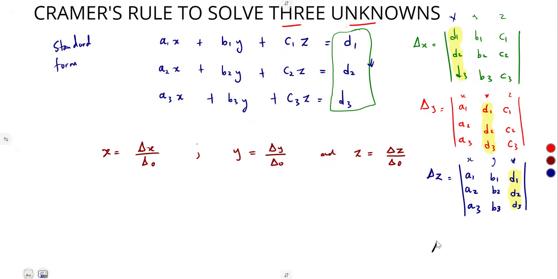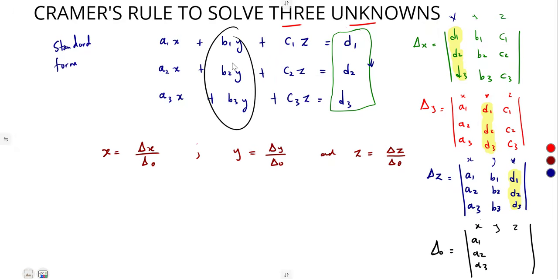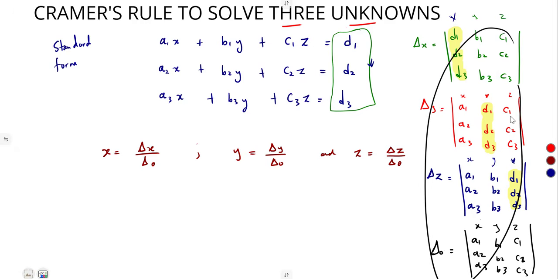So you're just going to have your delta naught, the constants, as it is on the left-hand side, X, Y, and Z. They are not affected. So you're going to take your X as it is, those coefficients, A1, A2, A3. Y is not affected, B1, B2, B3. Z is not affected, C1, C2, C3. So this is the format. And you must determine these determinants.